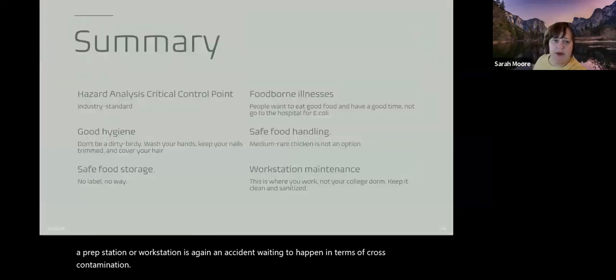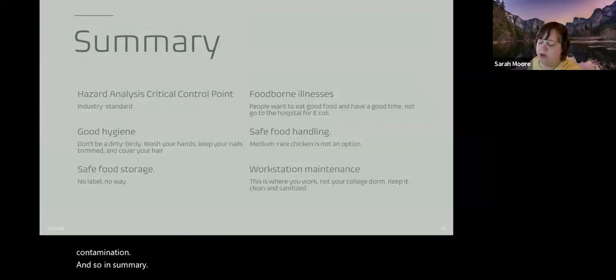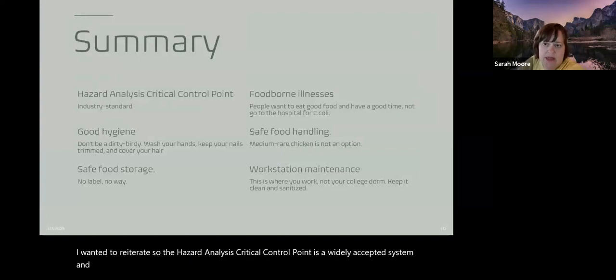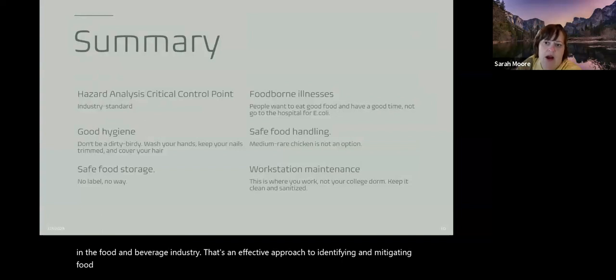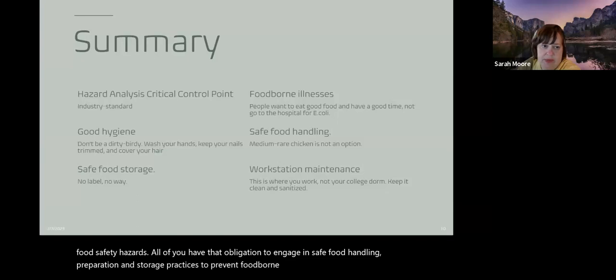And so in summary, I wanted to reiterate, the hazard analysis critical control point is a widely accepted system in the food and beverage industry that's an effective approach to identifying and mitigating food safety hazards. All of you have an obligation to engage in safe food handling, preparation, and storage practices to prevent foodborne illnesses.